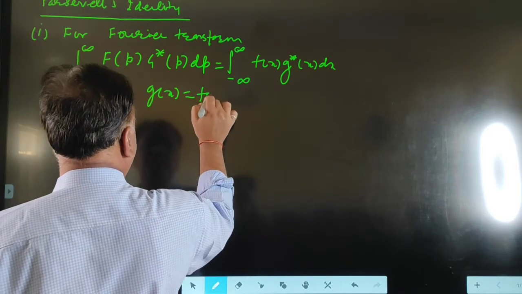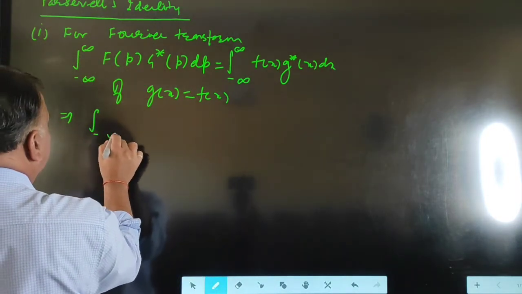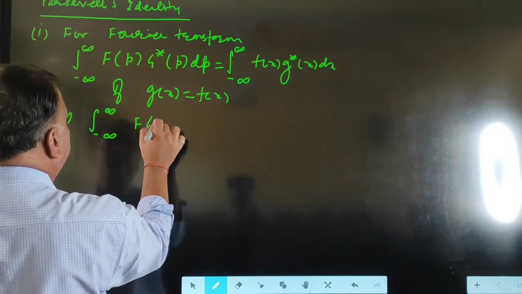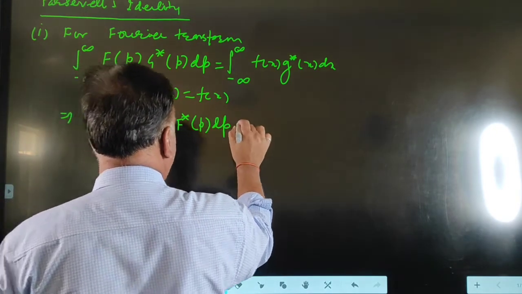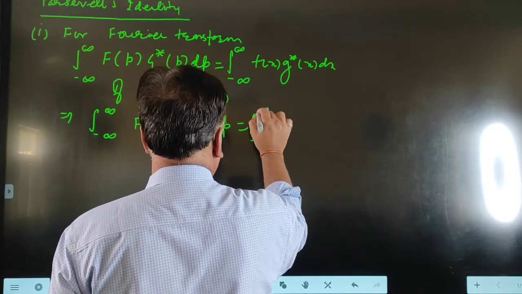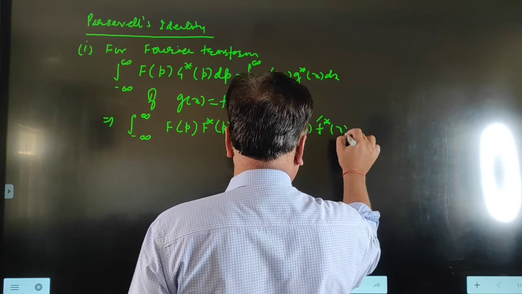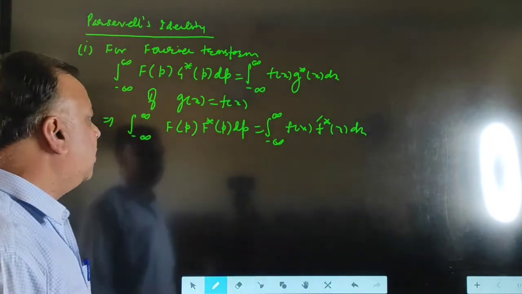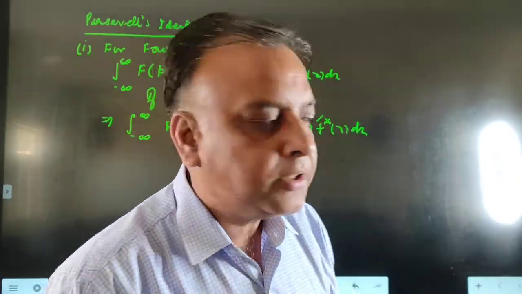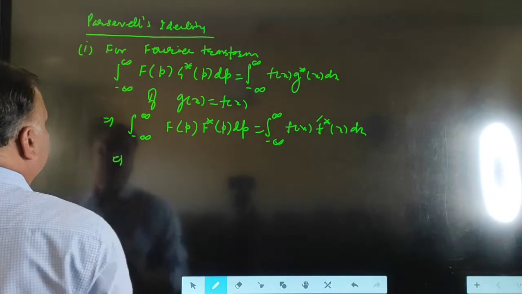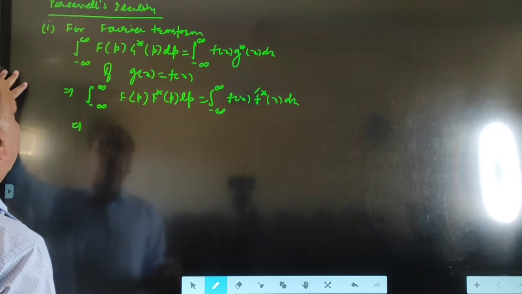Now if we take g(x) equal to f(x), then this identity reduces to the integral from minus infinity to infinity of F(p) F star(p) dp equal to the integral from minus infinity to infinity of f(x) f star(x) dx. And as we know that f(x) into f star(x) is the modulus of f(x) whole square, so putting the value we get the Parseval's identity for Fourier transformation in this form.